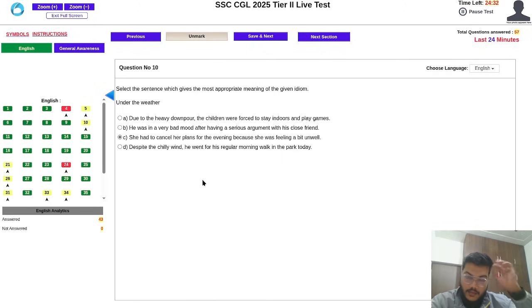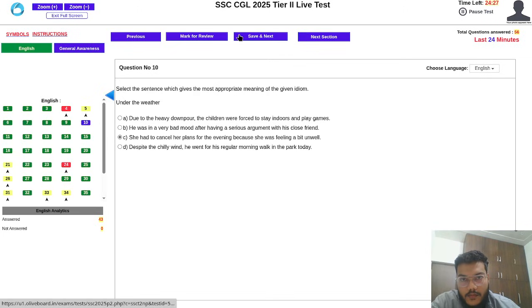Under the weather, मतलब bad, तबीयत खराब होना. She had cancer. She was feeling unwell.